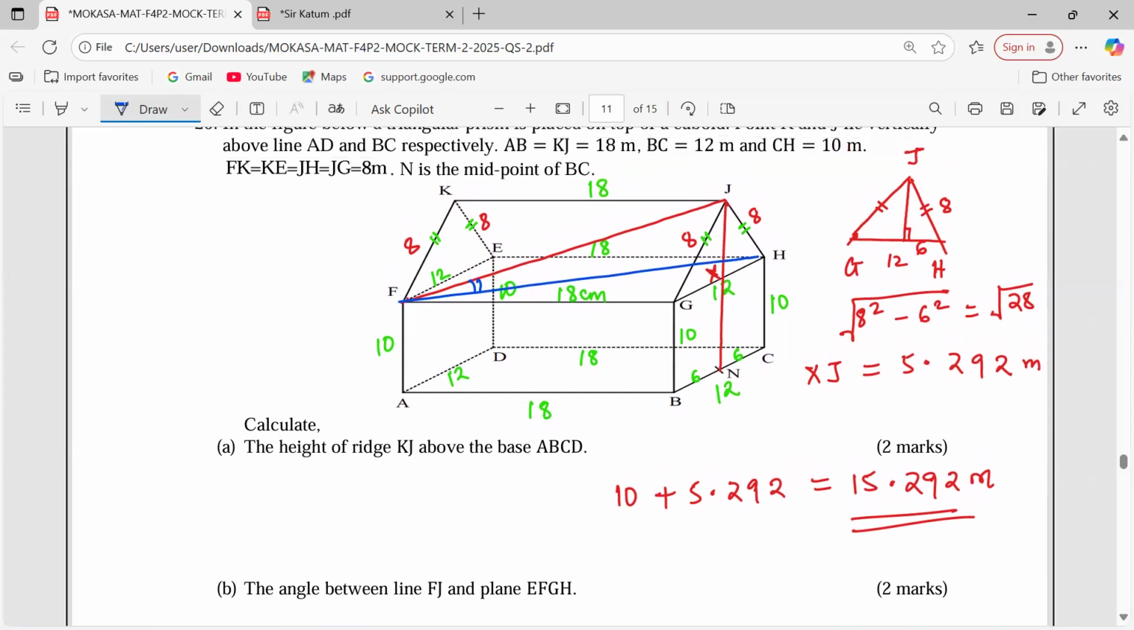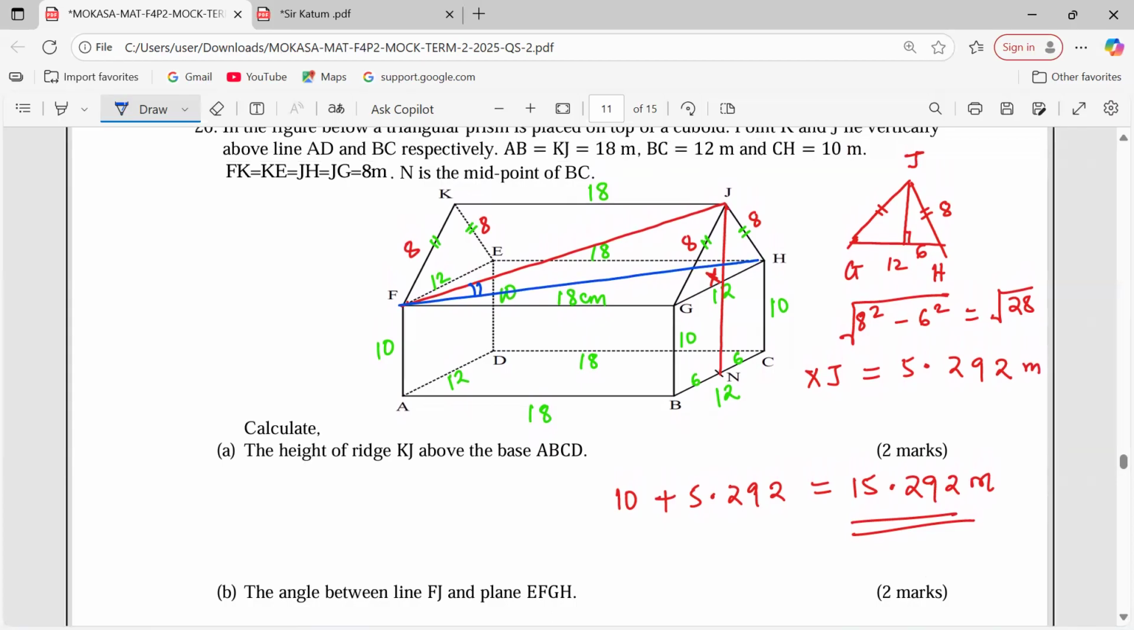One, remember the angle is at F. So FJH, that's a triangle. If that's a triangle, then we need to observe that all the sides can be obtained. And if they can be obtained, then that particular angle can be found.